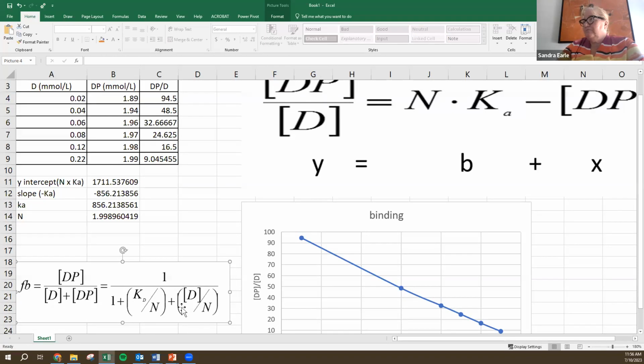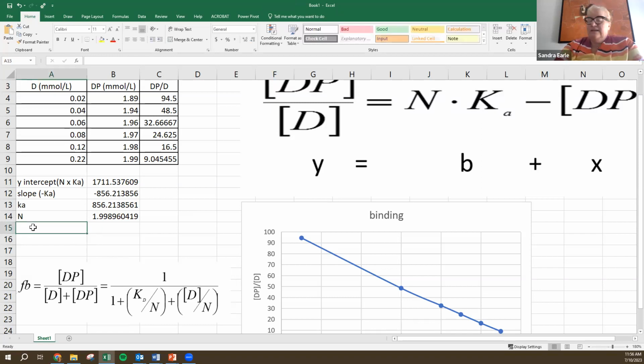So what we need here is our Kd and our N. We have our N, we have our Ka. How do we get Kd? Well, Kd is just the inverse of Ka, isn't it? So it's going to be 1 divided by Ka. It's going to be a small number, isn't it? Yeah. So there's our Kd, which is our dissociation constant.